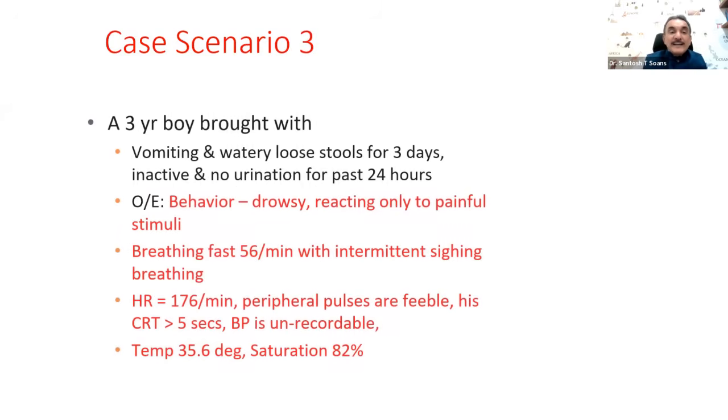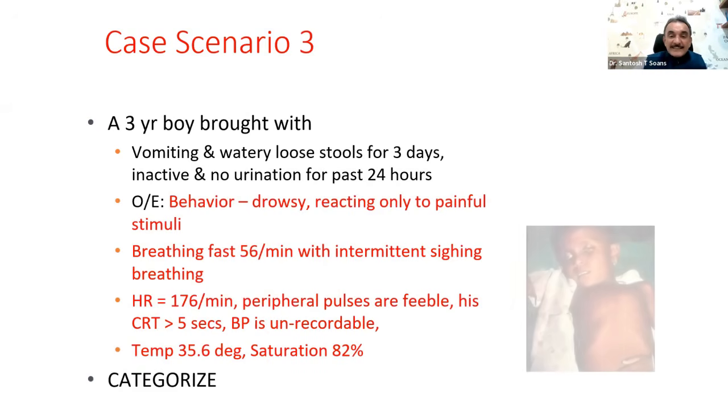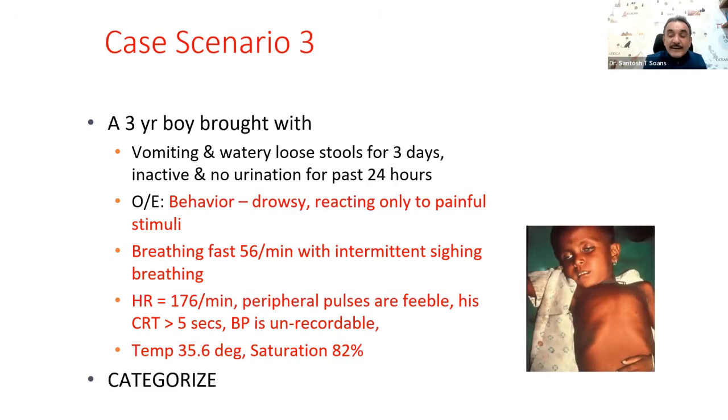The last case scenario, a 3-year-old baby brought with vomiting and watery stools for 3 days. He is inactive. No urination for the last 24 hours. See how many times the baby has to pass urine? At least 5 times in 24 hours. But here there is none. Vomiting and watery stool could be because of gastroenteritis. He got dehydrated. Drowsy, reacting only to painful stimuli. You can see his face, isn't it? Tachypneic, sighing respiration, highly tachycardic, 176. Peripheral pulses are feeble. CFT is really prolonged, more than 5 seconds. Not recordable BP. Hypothermic, saturation is very low.